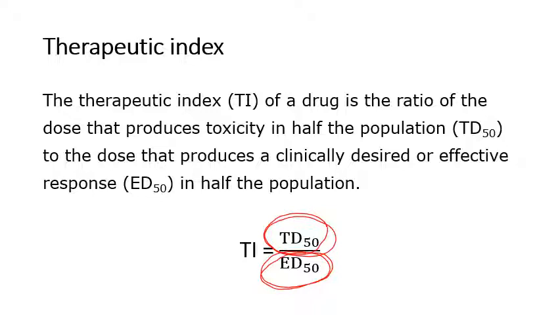If the therapeutic index increases, this means that there is a huge difference between TD50 and ED50, and the drug is much safer to use. There is a big margin between ED50 and TD50. If the opposite is true, if the therapeutic index is low, then the TD50 is very close to the ED50, which means that the margin between safety and toxicity is very low.